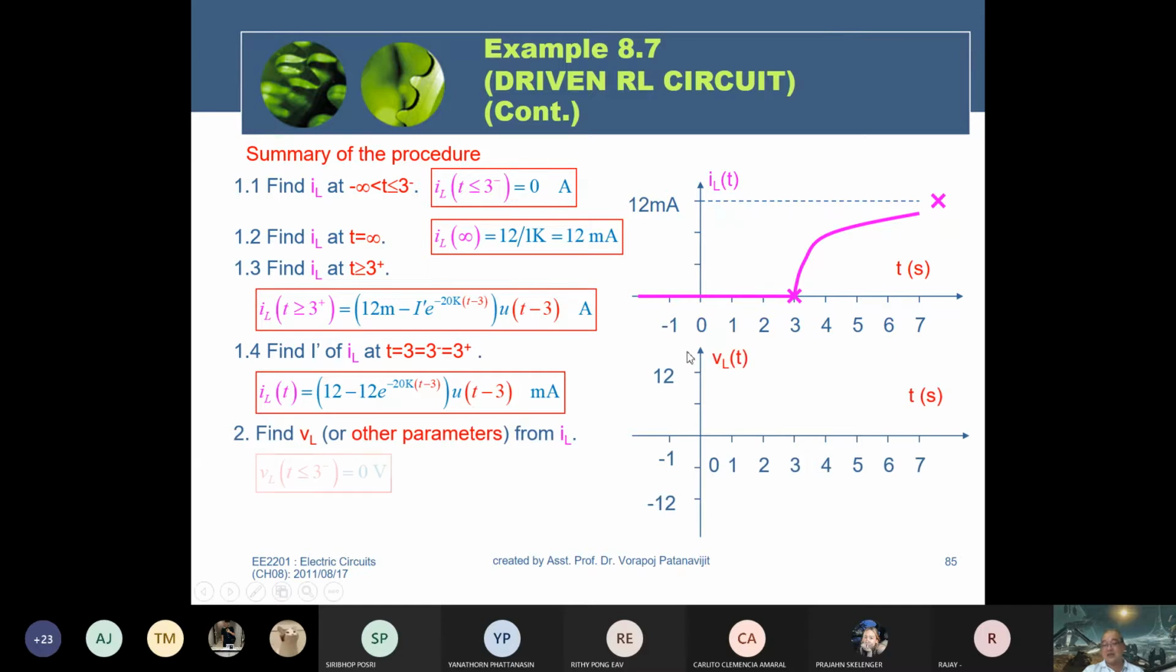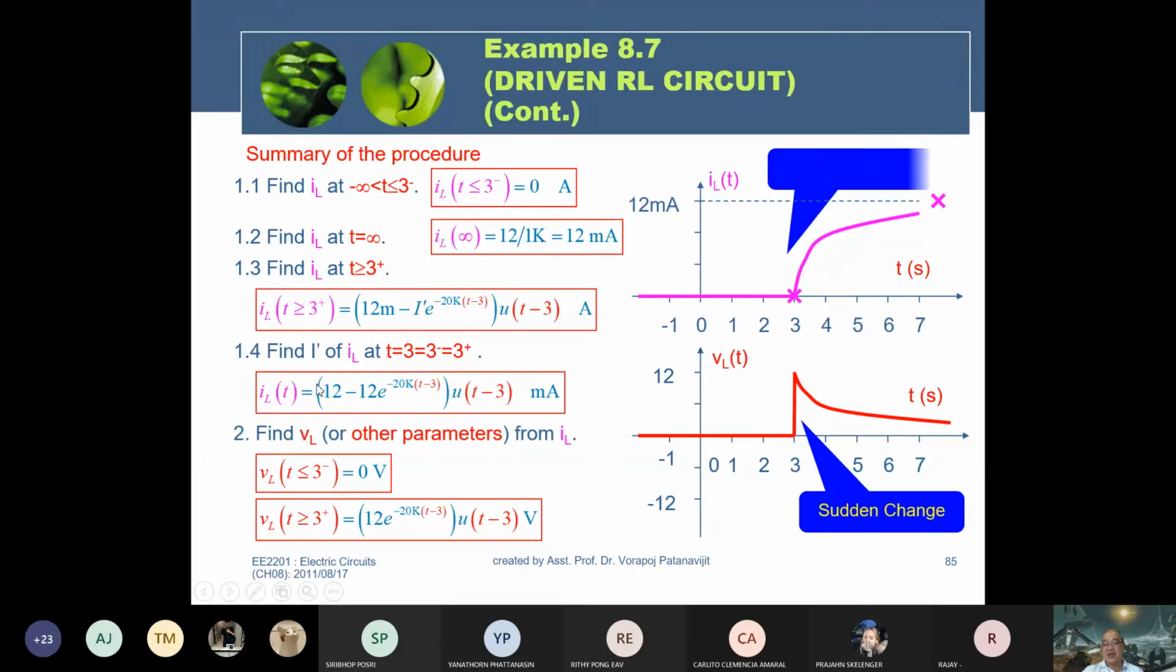For the inductor voltage for time less than 0, because the inductor current is 0, its derivative will be equal to 0 too. For time greater than 0, take the derivative of the inductor current. The first term is 0, and for the second term, the derivative of e to the power of minus t gives e to the power of minus t again. After you compute completely, observe the graph.